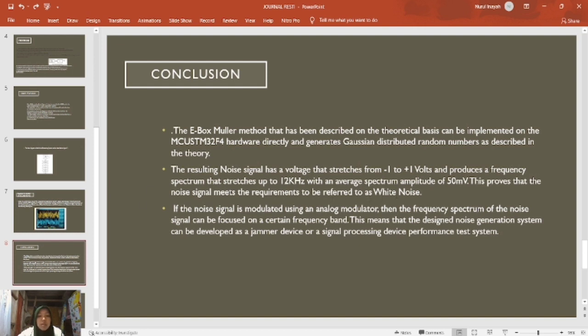Third, if the noise signal must be modulated using an analog modulator, the frequency spectrum of the noise signal can be focused on a certain frequency band. This means that the designed noise generation system can be developed as a jammer device or a signal processing device performance test system.